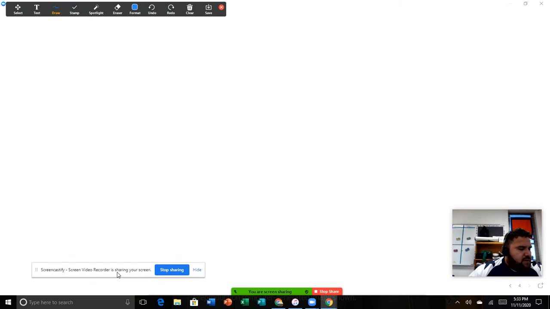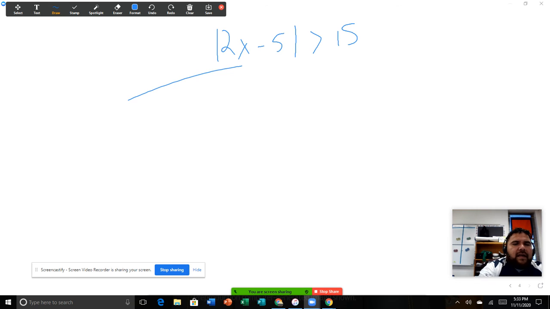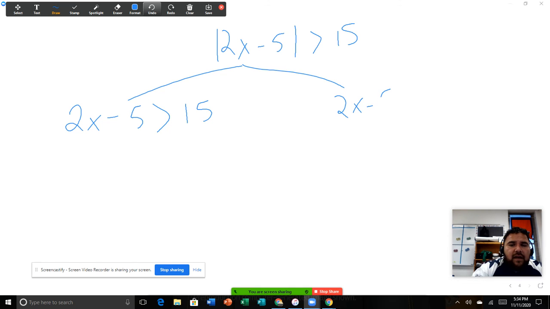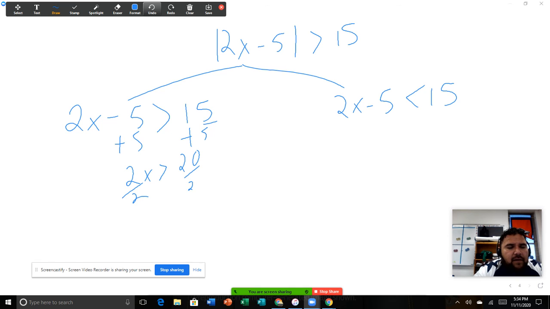Next one is the absolute value of 2x minus 5 is greater than 15. Okay, break it down into your two equations. 2x minus 5 is greater than 15. 2x minus 5 is less than 15. Okay, add 5 to both sides. You get 2x is greater than 20. Divide by 2. X is greater than 10.